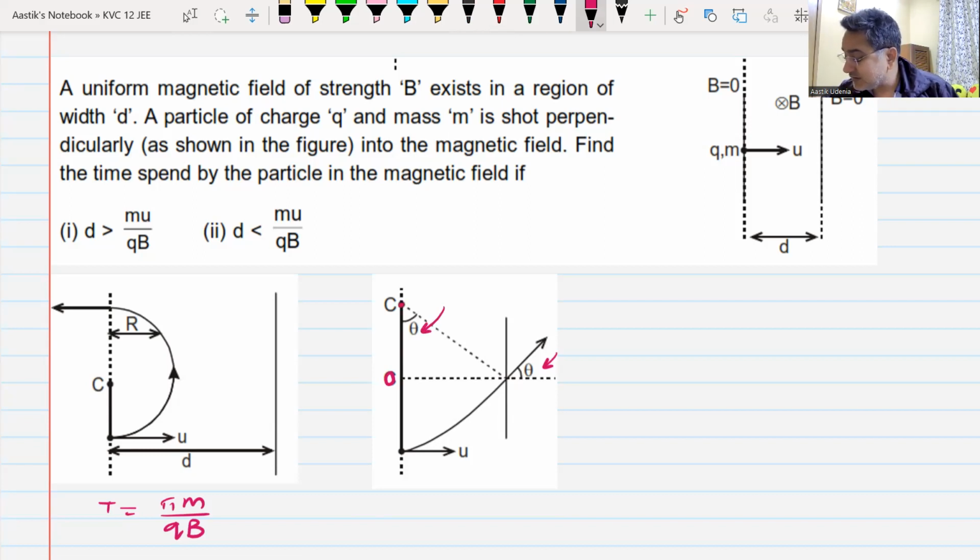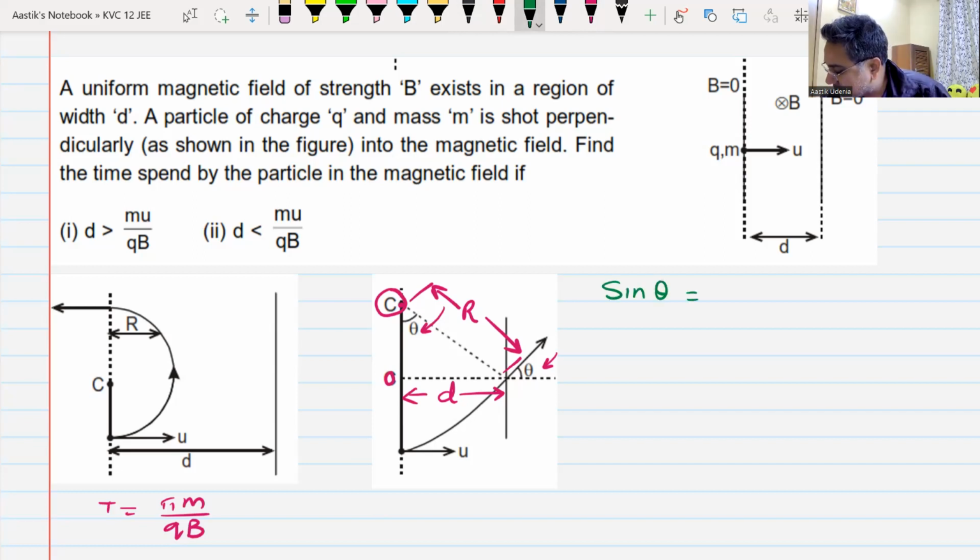You must understand that this is the center of the circle. This distance will be equal to R, the radius of the circle. This distance is already given as D, which is the distance between the two plates. Then we can easily calculate the value of sine theta. Sine theta will be D by R. So theta will be sine inverse of D by R.